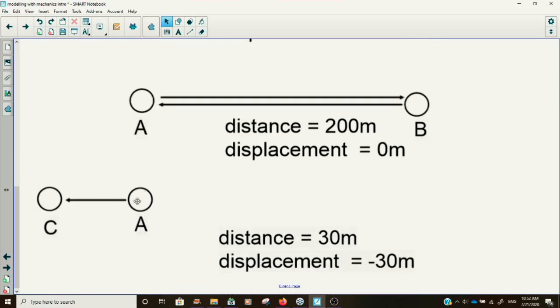In the fourth journey, the person just travels to C, which is 30 meters away, but it's a negative 30 displacement because it's in the opposite direction to the way that we've chosen as positive. We've chosen to the right as positive, so the displacement is minus 30.